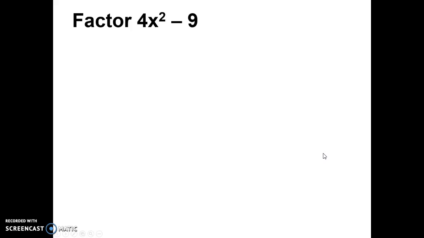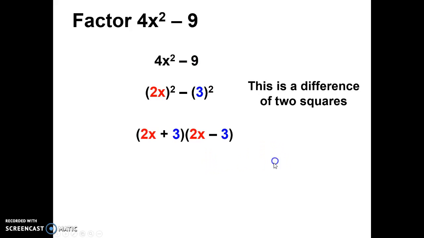Let's try another one. I'm missing that linear term here. It's not a trinomial, it's a binomial. I have two terms and I'm subtracting. I should be thinking this is a difference of two squares. Are the two terms perfect squares? Yes, the 4x squared is 2x that's being squared, and 9 is 3 that's being squared. There's your two terms that are going to go inside the parentheses. So it's 2x plus 3 and 2x minus 3.